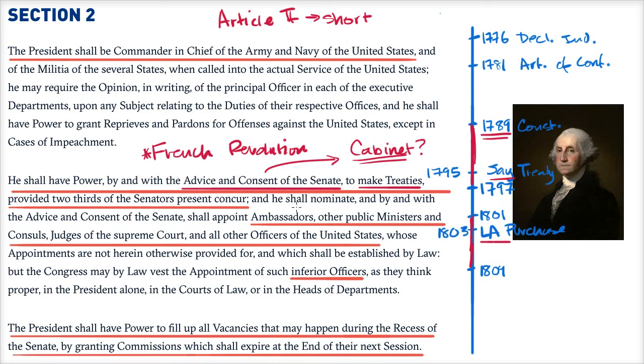Washington informally sought his cabinet's advice. And today, although the cabinet meets less frequently than it did before, the presidential cabinet, or cabinet meetings, is established as a precedent in the executive branch.